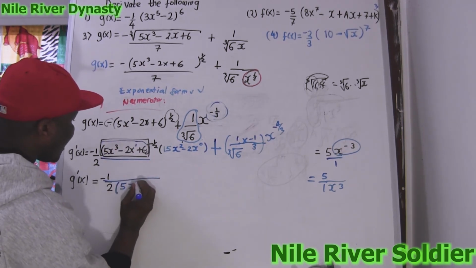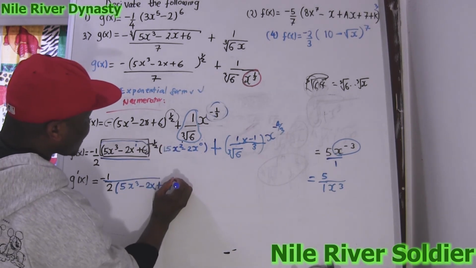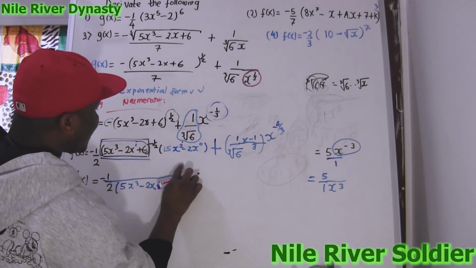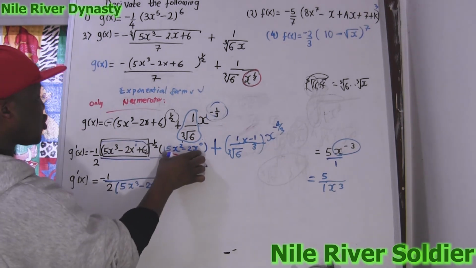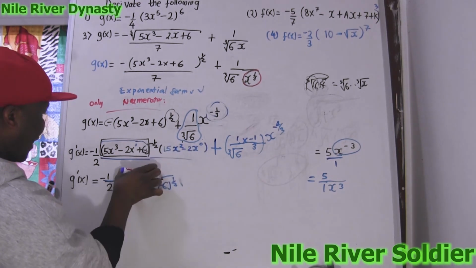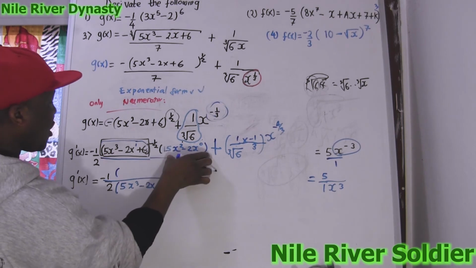It's going to be 5x cubed minus 2x plus 6, but this negative is going to become positive. Oh, but this is on top. See, this is on top because this is going to come under the line, but this is on top. This is on top here. So I can write here. I'd rather write here, because it's still on top.